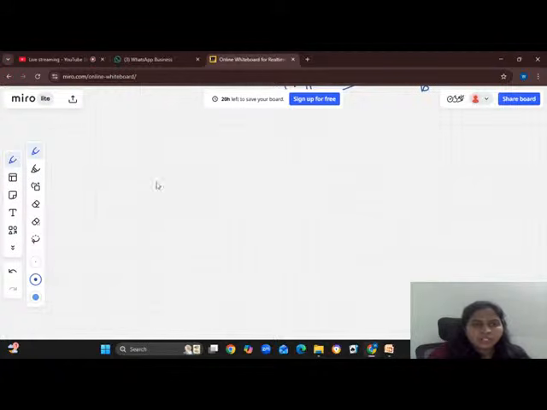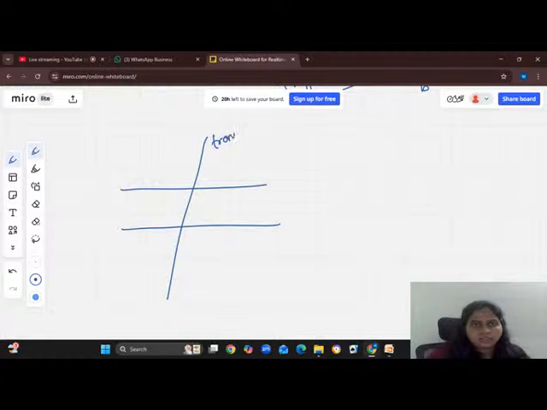And also I want to tell you one thing. If I draw two parallel lines and draw a transversal, now the alternate interior angles: this is my interior angle, this is my interior angle. Alternate interior angles will always be equal. This is the first condition.